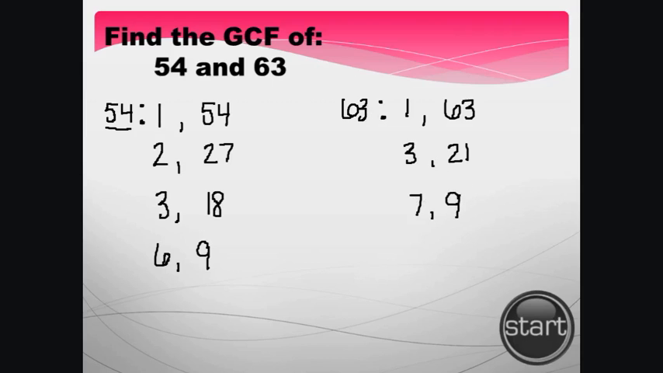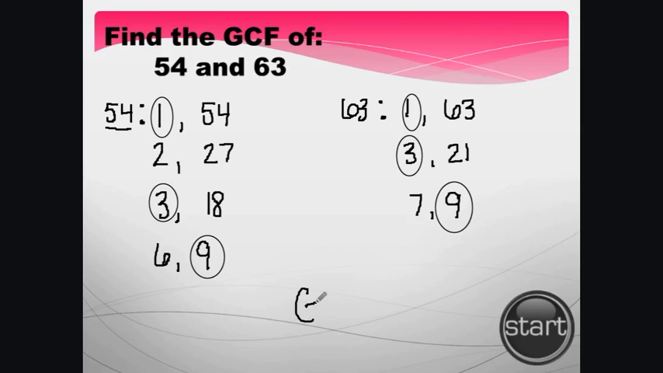So let's go ahead now and circle all the factors that these numbers have in common. They have the value of 1 in common, 3, and 9. Being that 9 is the largest value that's in common, the largest factor that's in common with both of these numbers, the GCF, the greatest common factor, would equal 9.